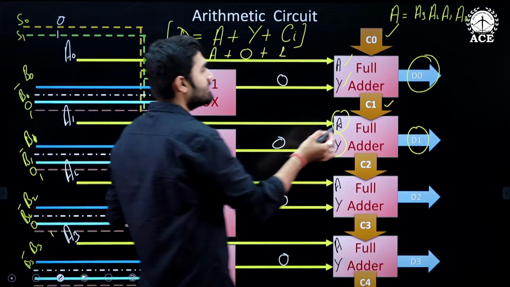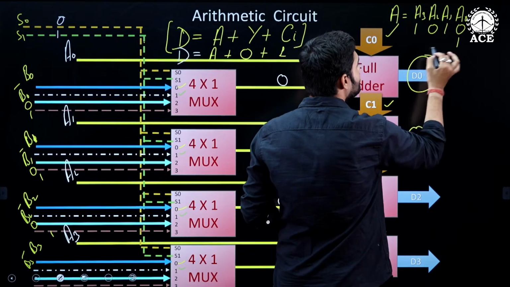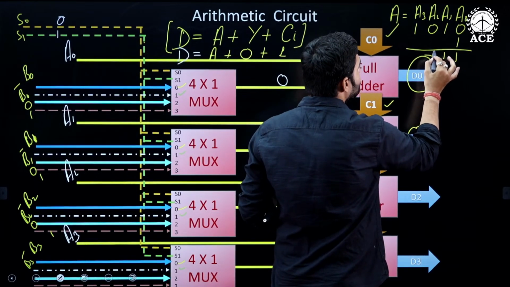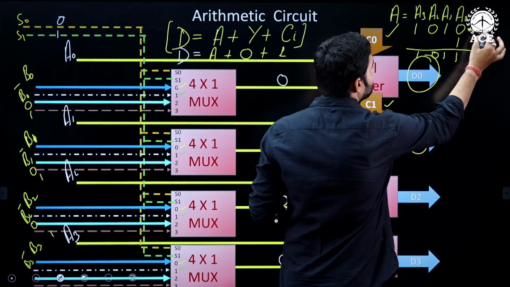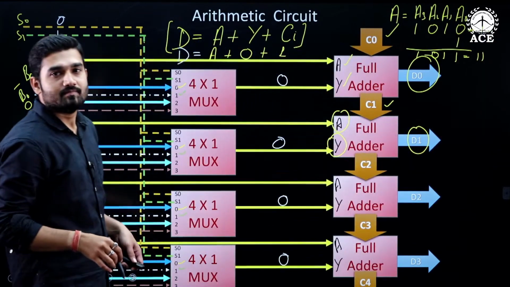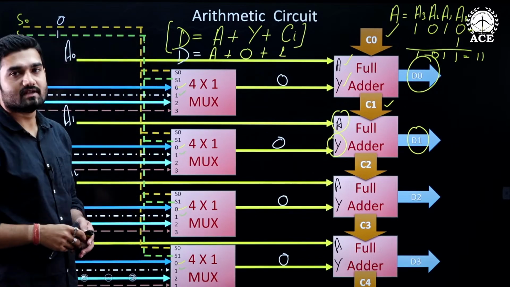Let us say my register A content is 1, 0, 1, 0. If I add 1 over here, only one I am adding, what am I getting? 1, 1, 0, 1. What is this? 10. What is this? 11. Is A incremented or not? Incremented. Everything is fine. So what I am getting as the result? 11.